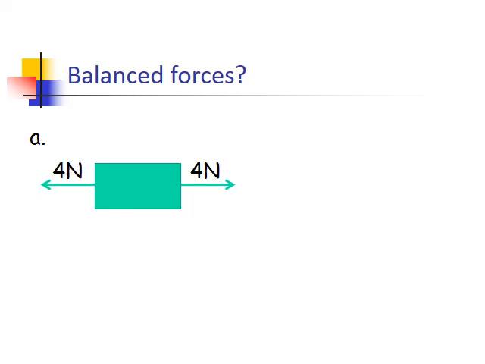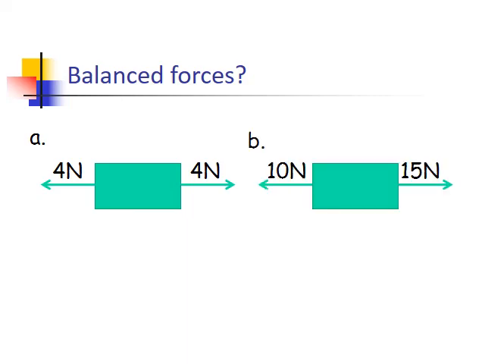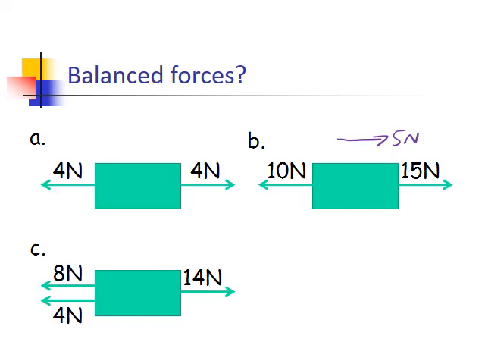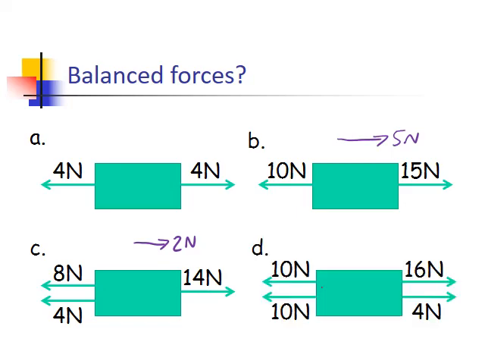So remind ourselves about balanced forces. Balanced forces are equal and opposite forces. So is that balanced? Yes. Is that balanced? No. The force on the right is less than the force on the left, so that is the same as an unbalanced force of 5 newtons to the right. Is that balanced? No. So that is the same as an unbalanced force of, not 12 newtons, 2 newtons to the right. Is this one balanced? Yes.